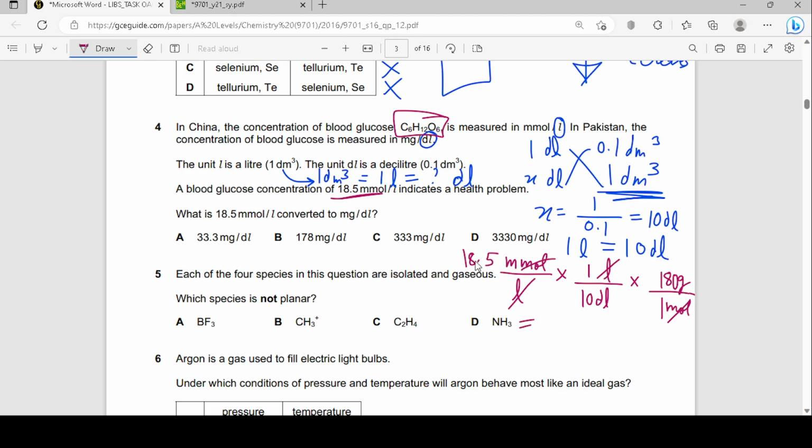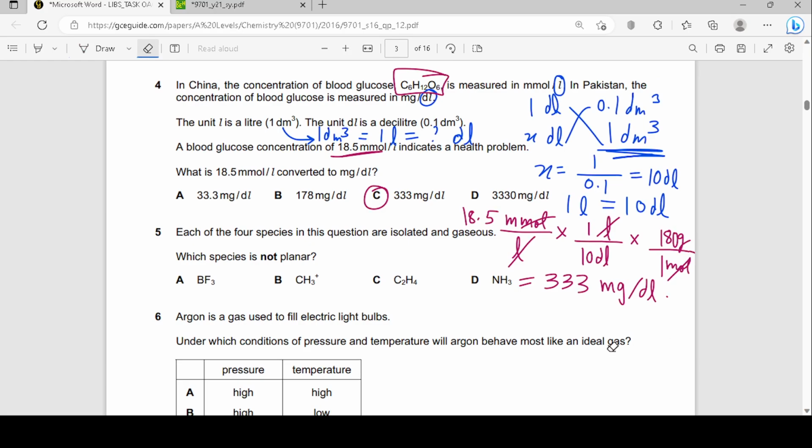So now we just have to do this calculation, 18.5 times 180, and then divide that by 10. So you get 333 milligrams per deciliter. Okay, and is that an option? That is an option. Great. So the answer is going to be C.